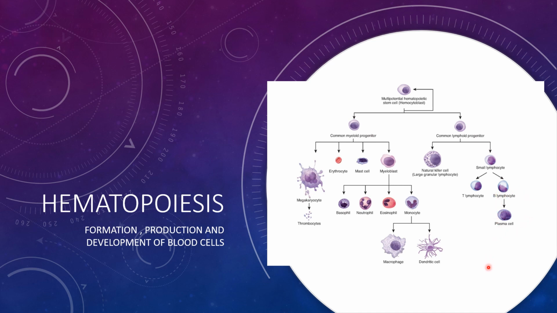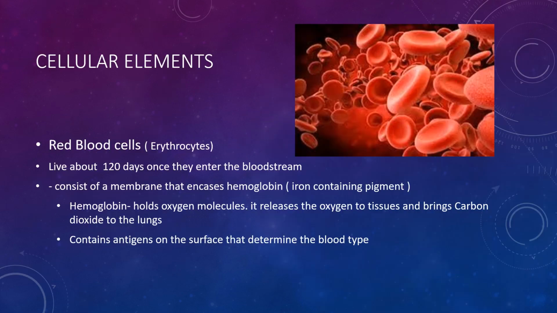So class, that is only a brief overview of what hematopoiesis is all about. Okay, let's go to your cellular elements. The first one is your red blood cells, known as your erythrocytes. The erythrocytes or red blood cells live about 120 days once they enter the bloodstream.